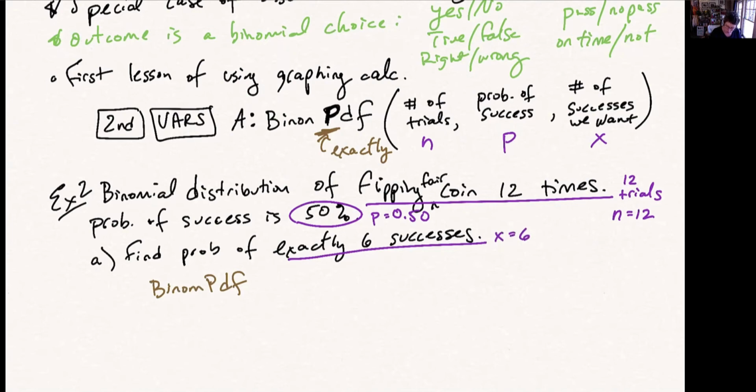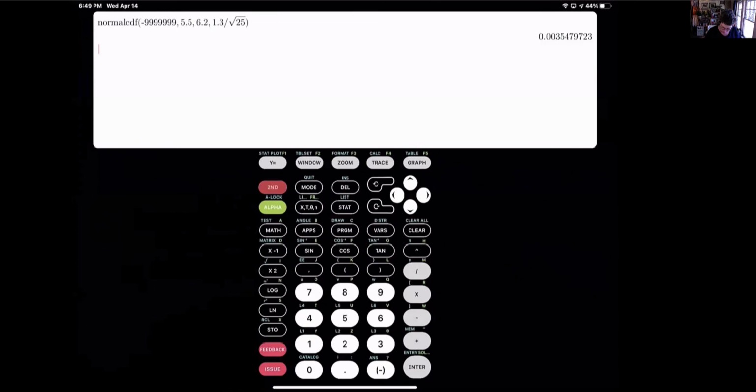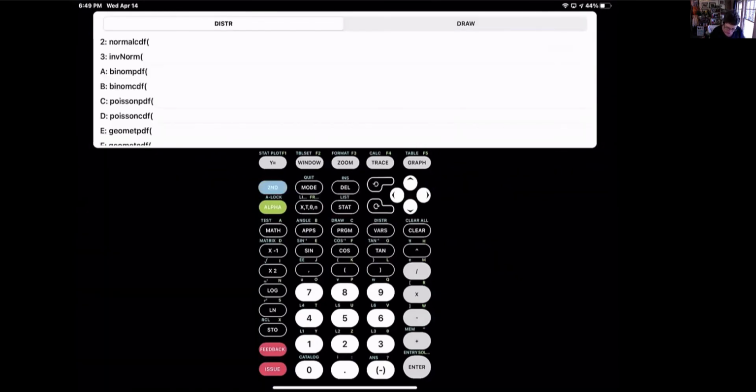Okay, so what I'm going to put into my calculator is binom PDF N, P, X. I'm going to put them in exactly that order. So N is 12, comma, 0.5, comma, 6. Oh, and I forgot to add, some of you, if you have an older calculator, this might be a 0, remember. So we're going to put this in our calculator. Second VARS, binom PDF is A. So I'm going to arrow down.